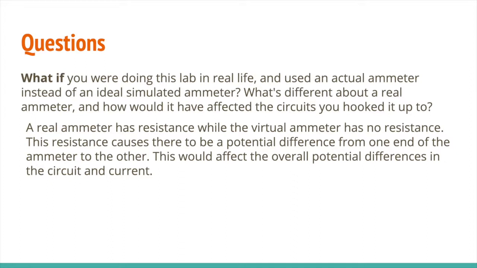The first one was, what if you were doing this lab in real life and used an actual ammeter instead of an ideal simulated ammeter? What's different about a real ammeter, and how would it have affected the circuits you hooked it up to? A real ammeter has resistance, while the virtual ammeter has no resistance. This resistance causes there to be a potential difference from one end of the ammeter to the other. This would affect the overall potential differences in the circuit and the current.